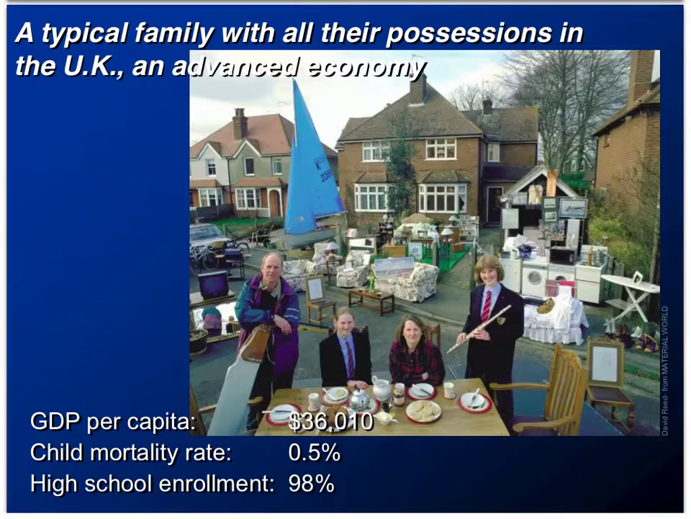Here in this slide, you see a typical family with all their possessions in the UK, which is an advanced economy. In 2011, the UK's GDP per person was $36,000. A negligible share of the population lives in extreme poverty, defined here as less than $2 a day. A baby born in the United Kingdom can expect a relatively healthy childhood. Only 5 out of 1,000 children die before reaching age 5. Educational attainment is high. Among children of high school age, 98% are in school.